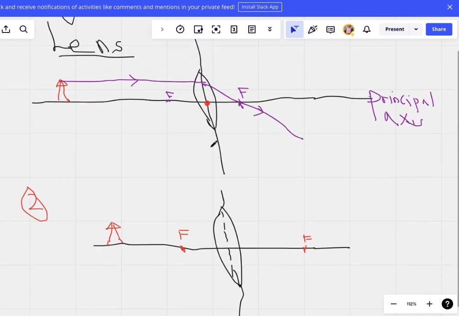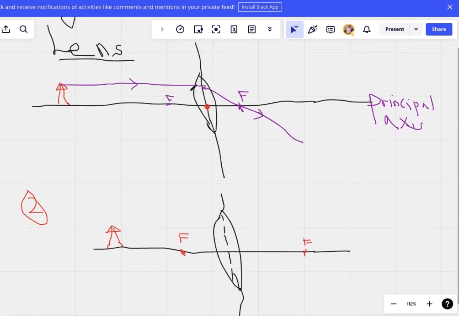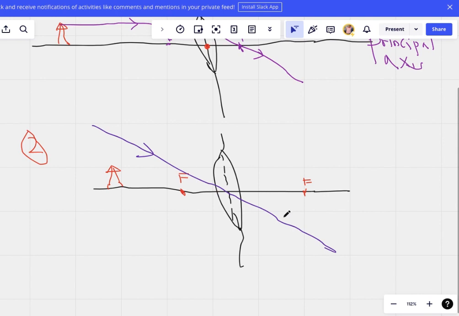Rule number 1 is that any ray that is parallel to the principal axis will be refracted to pass through the focal point. That's rule number 1. Now, rule number 2: what of a ray that is coming through the center of the lens? It will not be refracted, it will go straight. We call it undeviated. That's the second rule for forming an image. It will not be refracted, it will remain undeviated.